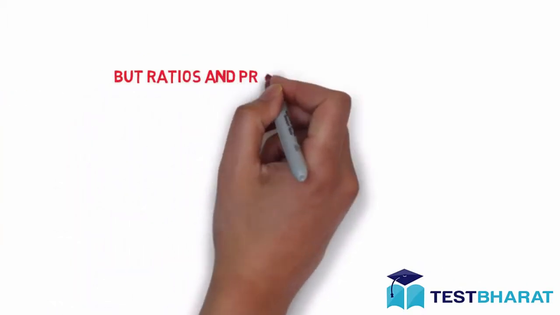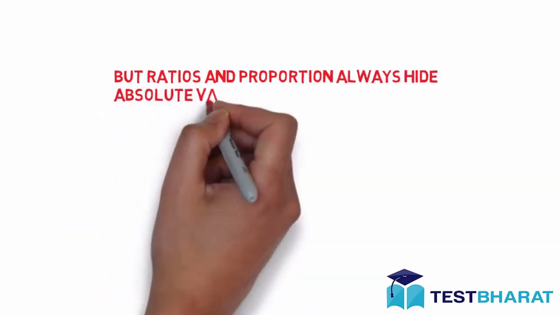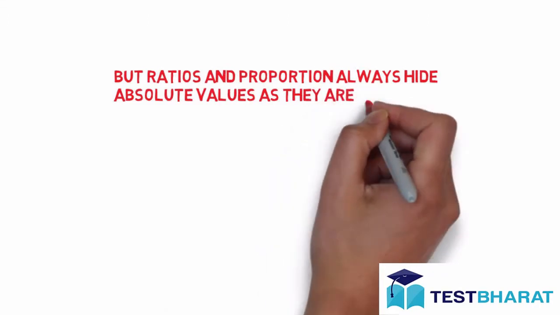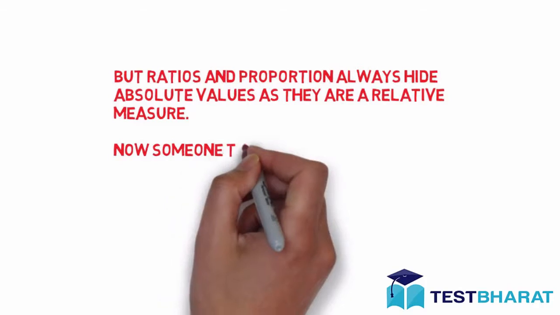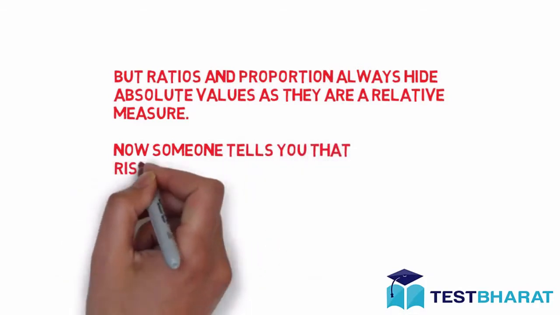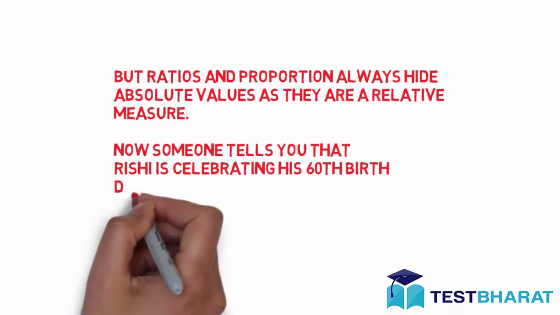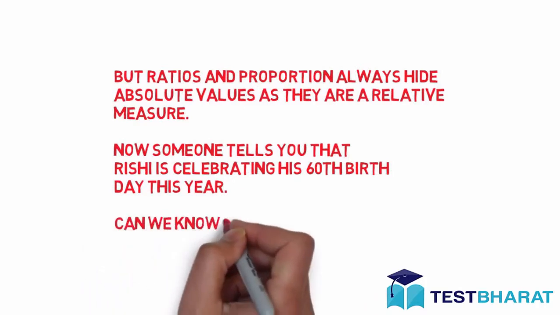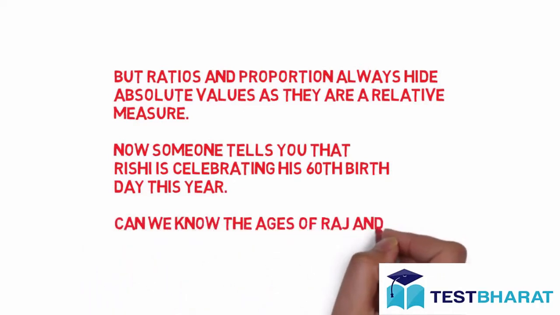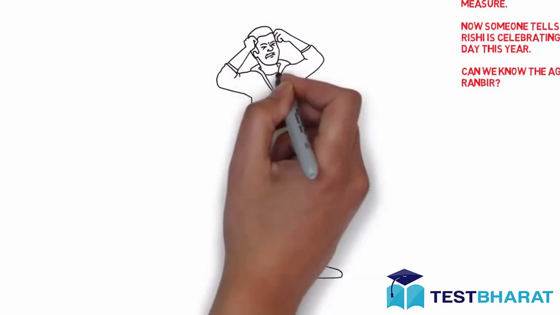But as we have seen, ratios and proportions always describe relative measures. They never tell us the absolute value. But let us suppose we know one absolute value, can we calculate the other absolute values? Like if we know the age of Rishi, then using ratios, can we know the ages of Raj and Ranbir? Yeah, sure, we can do that using ratio and proportion.